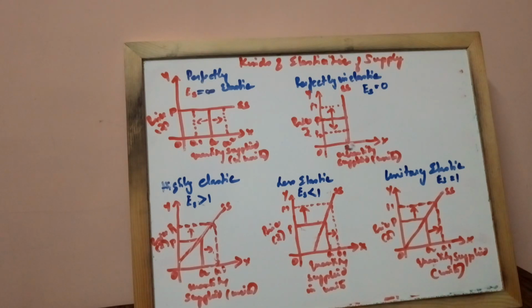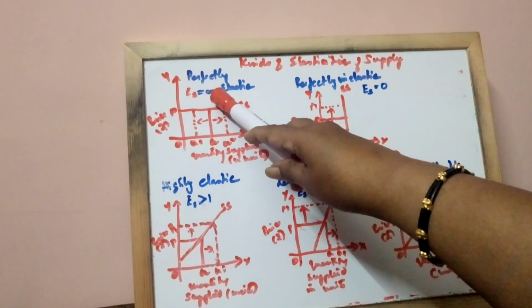So in this video we learn different kinds of elasticities of supply. I hope you remember elasticity of demand we have already learnt. Here, depending on the responsiveness of the quantity supplied to the price change, we study these kinds of elasticities. Now first one, perfectly elastic. So elasticity of supply is equal to infinite.